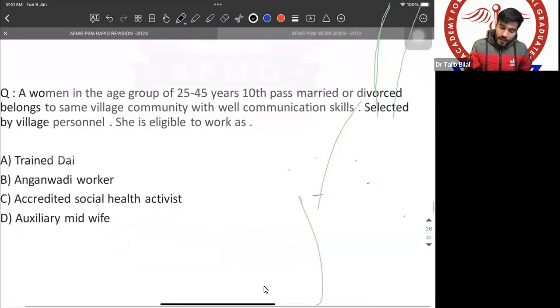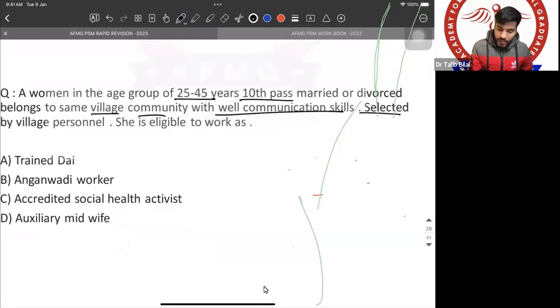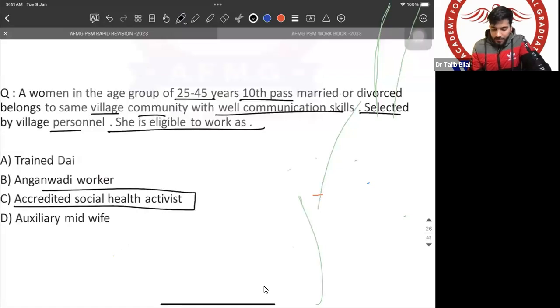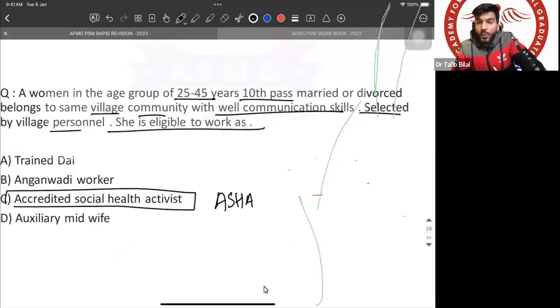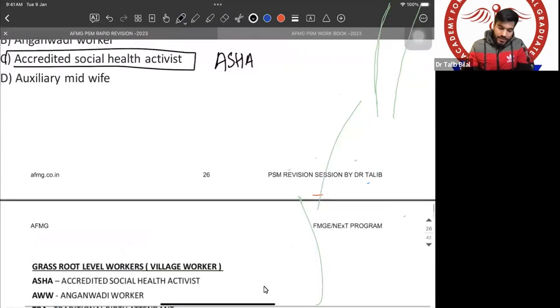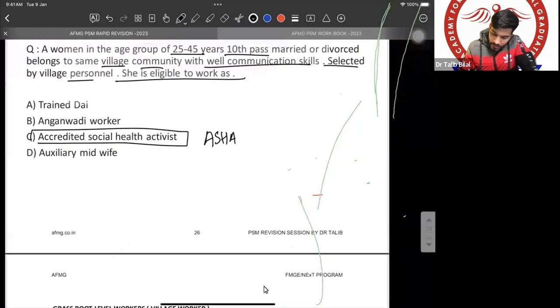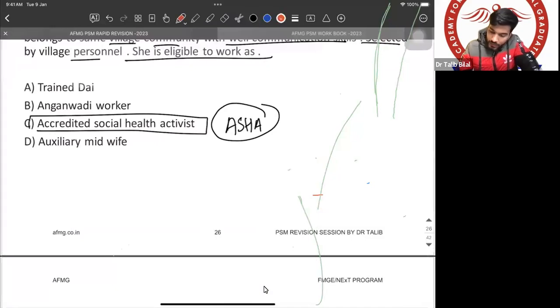Okay, a woman in the age group of 25 to 45 years, 10th pass, married, divorced, belongs to same village community with well communication skill, skilled by the village personnel. She is eligible to work as accredited social health activist. Full form is given. Okay guys, ASHA. She is eligible to work as ASHA. So let's discuss, guys. First, let's discuss the criteria of the ASHA. What is the criteria?